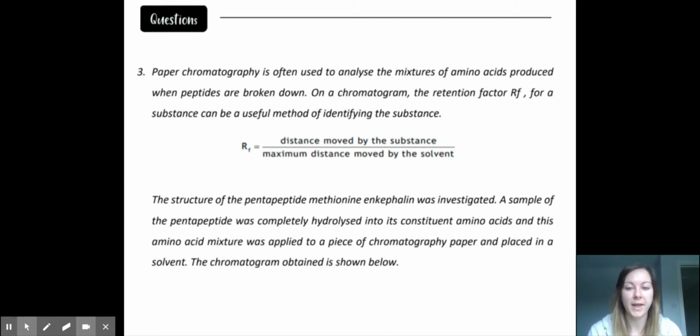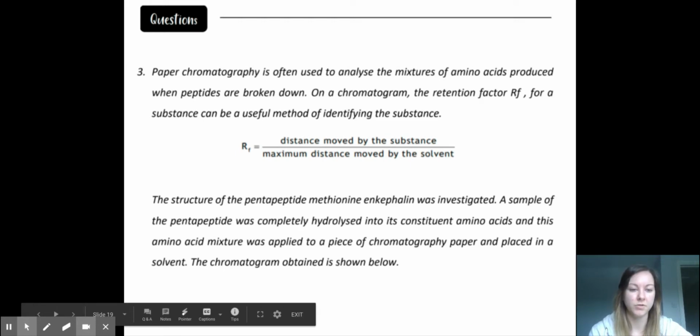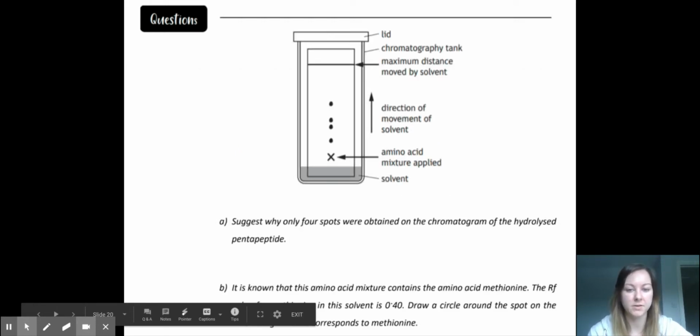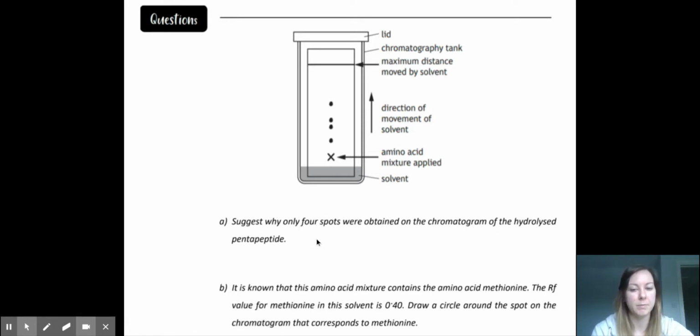The structure of a pentapeptide, so that's 5 amino acids, was investigated. A sample was completely hydrolyzed into its constituent amino acids, and then that mixture was applied to a piece of chromatography paper and placed in a solvent. So we're looking at amino acids here. Suggest why only 4 spots were obtained in the chromatogram of the hydrolyzed pentapeptide.